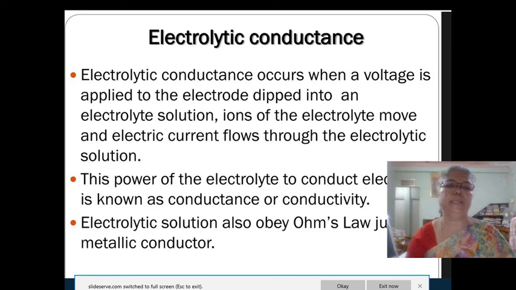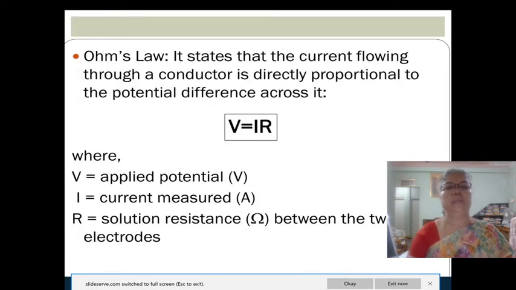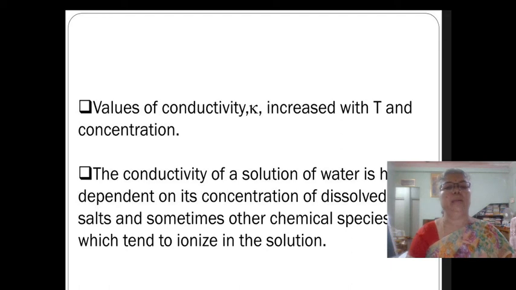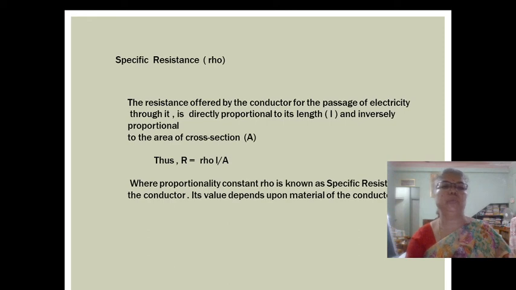Electrolytic conductance is nothing but this: when we apply voltage across the electrodes, the migration of ions takes place, and by the migration of those ions, current will flow between the two electrodes. That is the electrolytic conductance. This is Ohm's law. Again, remember that the value of conductivity increases with temperature as well as with concentration of solution.